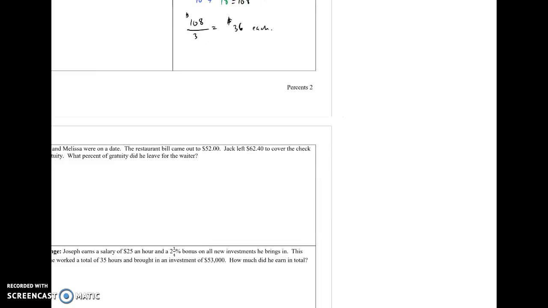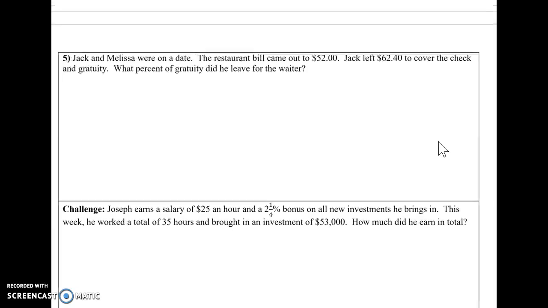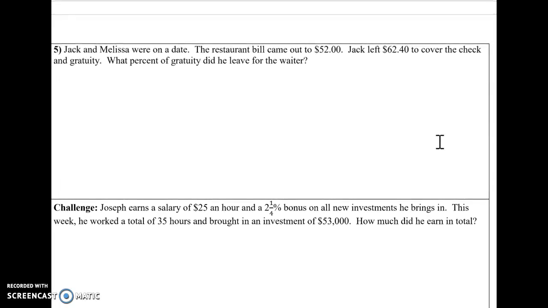Next example. This is a more difficult example. Number 5. So it says Jack and Melissa were on a date. The restaurant bill came out to $52. Jack left $62.40 to cover the check and gratuity. What percent of gratuity did he leave for the waiter?